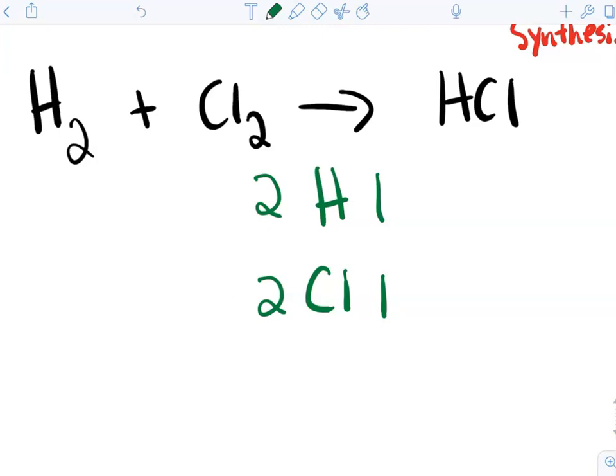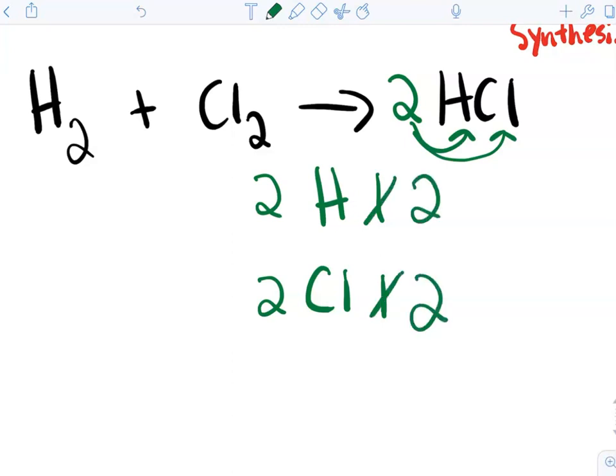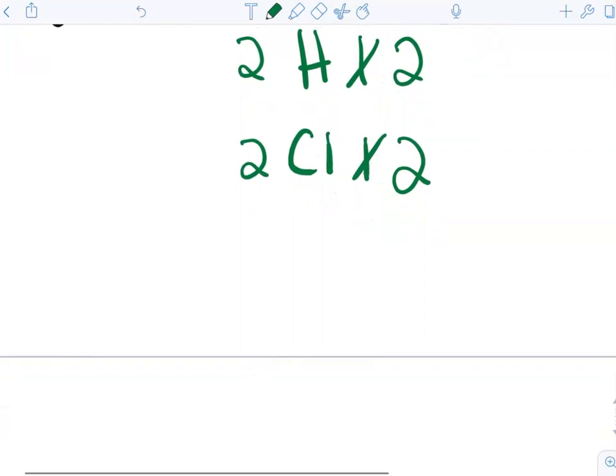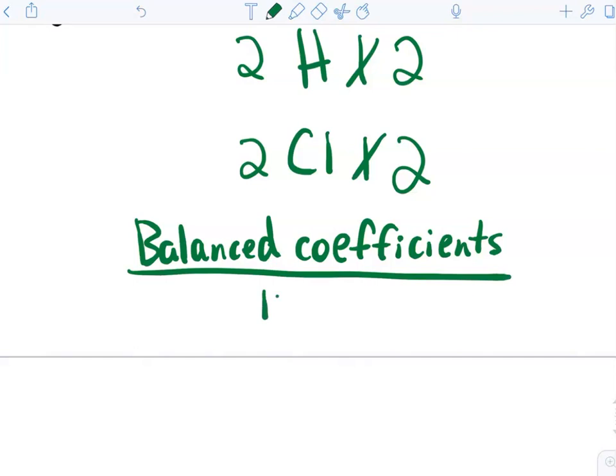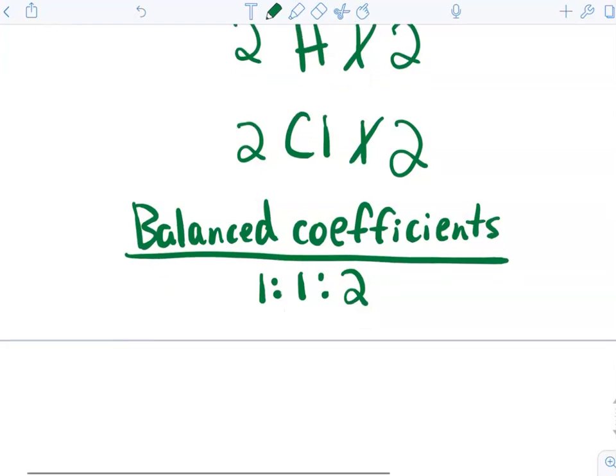We could put a 2. So whenever we do that, don't forget we have to distribute that. So we would have 2 hydrogens, 2 Cl's, and then we would be balanced. So our balanced coefficients would be 1, 1, and 2. Okay?